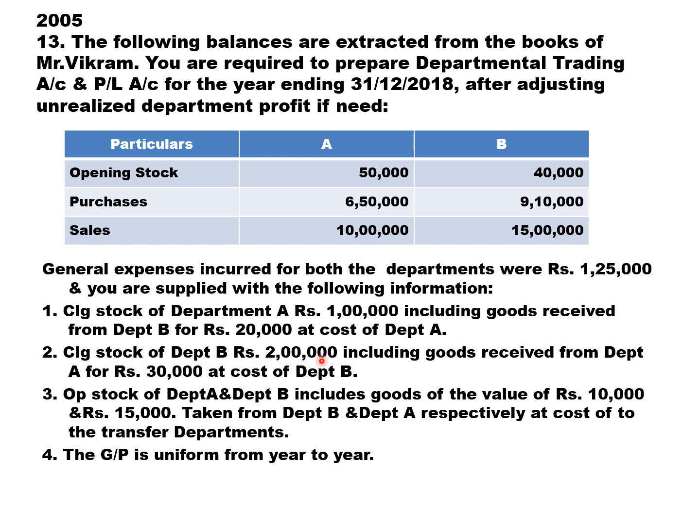Closing stock of Department B 2 lakh including goods received from Department A for rupees 30,000 at cost of Department B. So B's closing stock is 2 lakh. In that 30,000 is received from A. So calculate stock reserve for Department B on 30,000. Then opening stock of Department A and B includes goods of the value rupees 10,000 and 15,000 taken from Department B and A respectively at cost of the transfer department. So the GP is uniform from year to year. Students, it is a very similar problem. So kindly work it out.